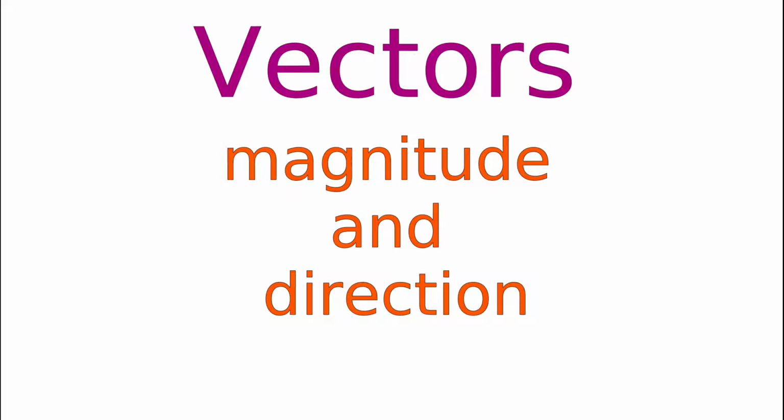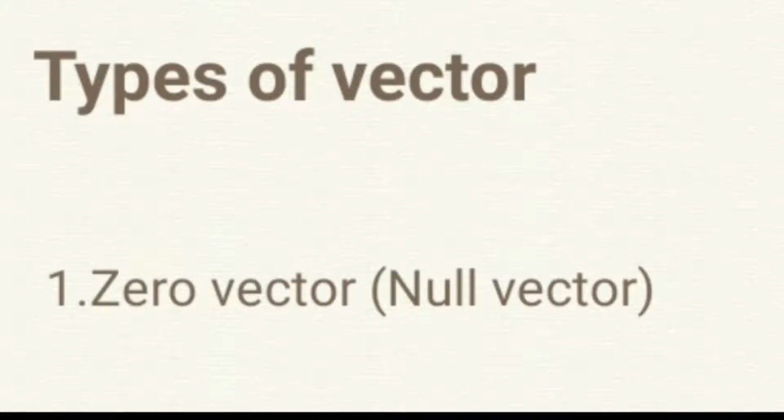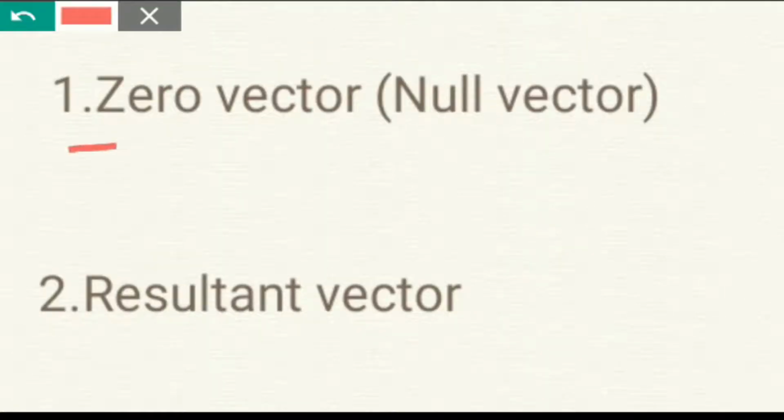Similarly, we have another type of physical quantities which are called vectors. Vectors have magnitude as well as direction. Now, we are going to see some types of vectors. The first type is the zero vector, or it is called the null vector.